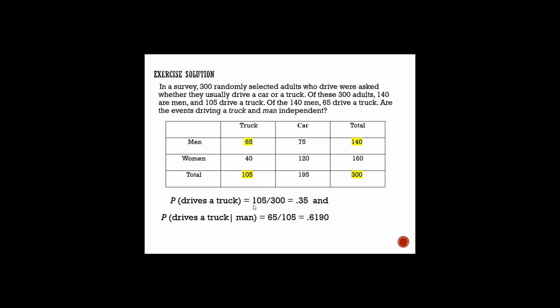Well, I do the math, and I find that 105 divided by 300 is 0.35. That's the probability of driving a truck. And the probability of driving a truck, given that it's only considering the men, is 65 over 140, and that's 0.6195. These are not equal. Therefore, the events driving a truck and man are not independent. They are dependent on each other.